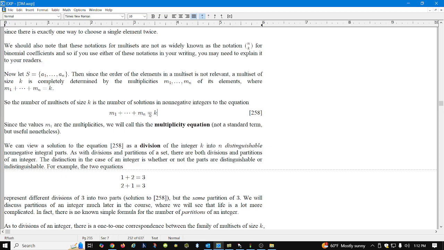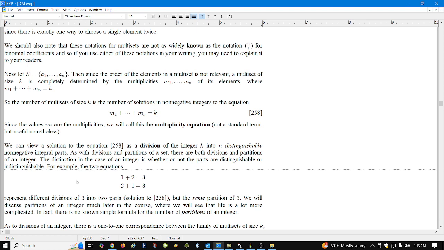Now we can view this equation in a different light as a division of the integer k into n distinguishable non-negative integral pieces or parts, m1 through mn. And distinguishable is an important word here. Just as with divisions and partitions of a set, which are very similar but distinct, because partitions require the blocks to be non-empty and the blocks are indistinguishable.